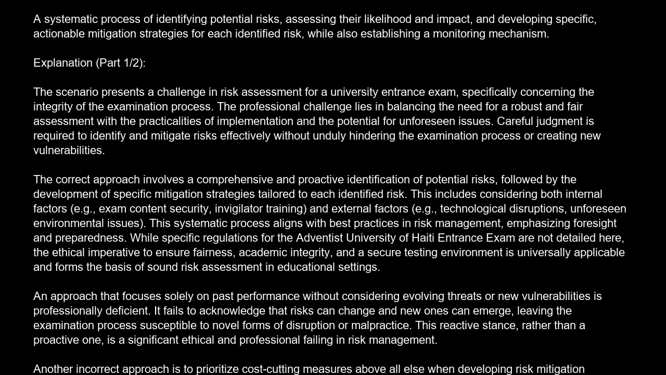While specific regulations for the Adventist University of Haiti entrance exam are not detailed here, the ethical imperative to ensure fairness, academic integrity, and a secure testing environment is universally applicable and forms the basis of sound risk assessment in educational settings. An approach that focuses solely on past performance without considering evolving threats or new vulnerabilities is professionally deficient. It fails to acknowledge that risks can change and new ones can emerge, leaving the examination process susceptible to novel forms of disruption or malpractice. This reactive stance, rather than a proactive one, is a significant ethical and professional failing in risk management.